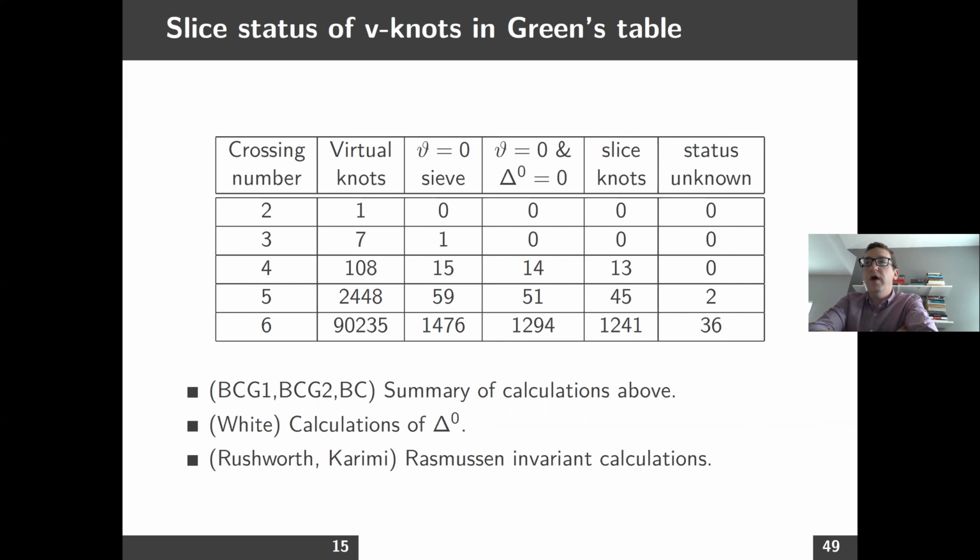And once you've got that list down, then you can compute some of the other slice obstructions: the Rasmussen invariants, the directed Tristram-Levine signature functions, and things like that. That leaves us with only 38 knots of unknown slice status. Those knots all have 0 graded genus, 0 generalized Alexander polynomial, trivial Rasmussen invariants, and all of the other known obstructions are vanishing. So that's just a summary of the calculations done previously.